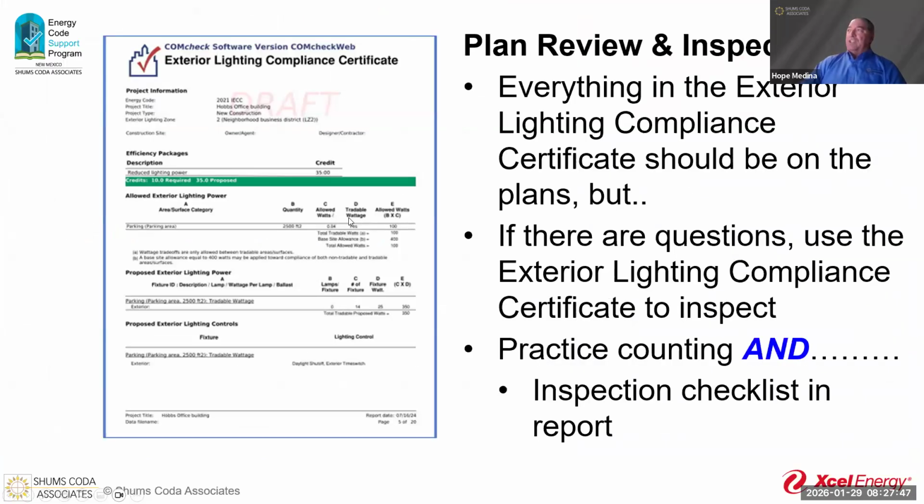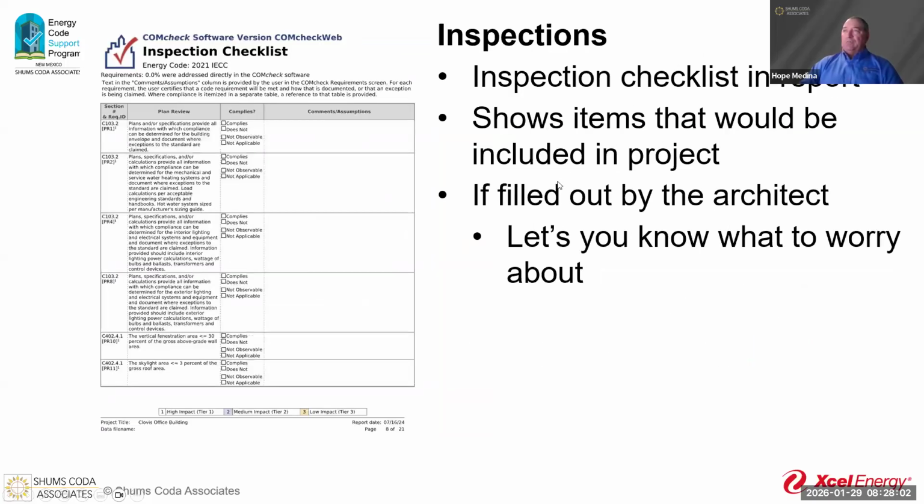With that, we go to our exterior lighting. Again, it's got the information on here. We want to make sure it's correct. We want to make sure that we count and that we have not only the certificate, but we have the inspection checklist. Here's the inspection checklist from ComCheck.